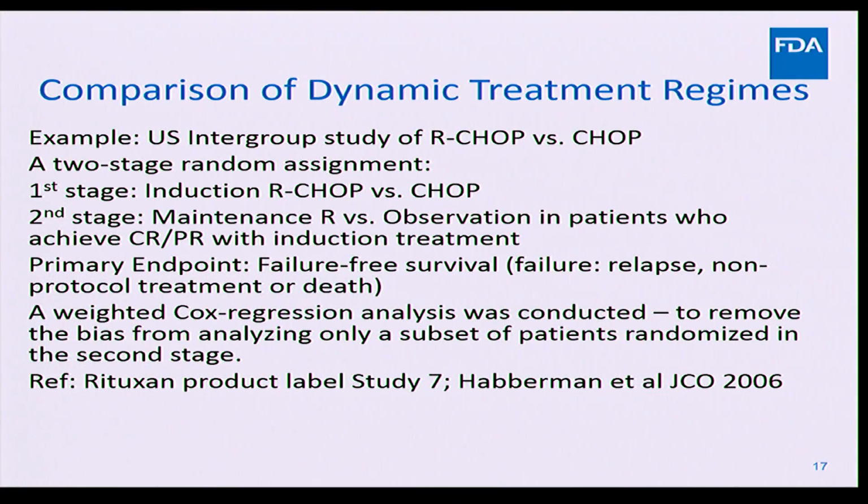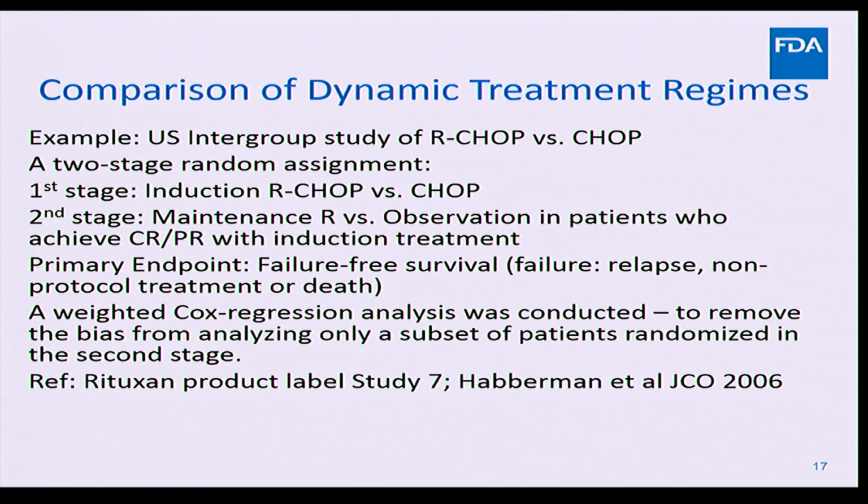And the other one is comparison of dynamic treatment regimens. I think this is where we are heading, as to which comes first and which comes later on. So here is an example of the US intergroup study of R-CHOP versus CHOP. A 2-stage random assignment was made. In the first stage, it was the induction of R-CHOP versus CHOP. And then in the maintenance, it was rituximab versus observation in patients who achieved CR or PR. So obviously, this is a subset of the patients who were in the first stage. The primary endpoint was failure-free survival, where failure was defined as relapse, non-protocol treatment, or death.